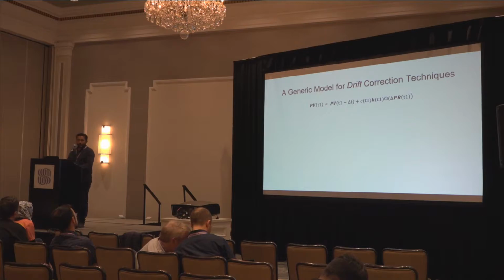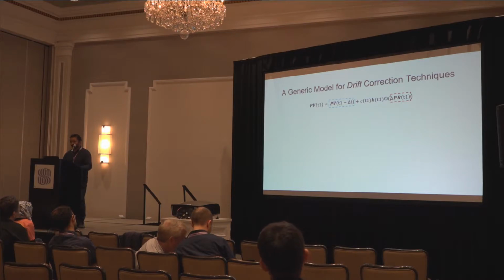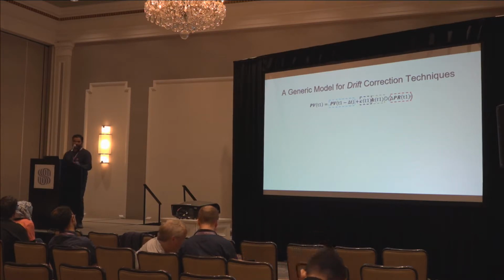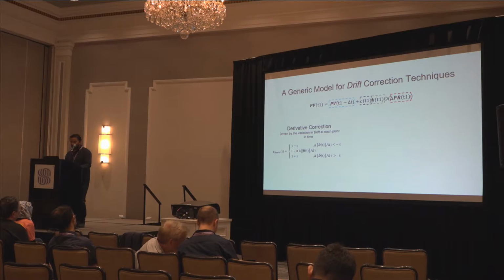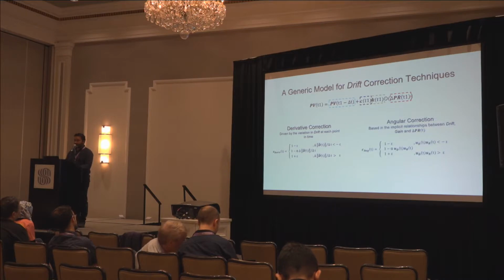This is the model that we propose in the paper. It's a generic model for drift correction techniques that considers the position of the user in the virtual environment, the user displacement in the real world, the scaling policy of the technique, and of course the correction function, which is based on the approach that we are proposing here. The first one is the derivative correction, driven by the variation of the drift at each point in time during the navigation. The second approach is angular correction, based on the implicit relationship between the drift, the translational gain, and the user displacement in the real world.